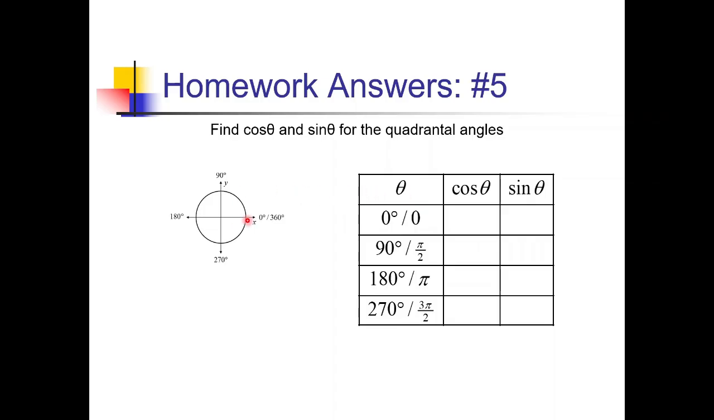So at 0 degrees, we've got the point 1, 0. So that's a cosine of 1 for the x value and a sine of 0 for the y value. Up here at 90, we've got the point 0, 1. So that's going to be 0 for the cosine and 1 for the sine. At 180, we've got negative 1, 0. So cosine is negative 1, sine is 0. And down here at 270, we've got 0, negative 1. So 0 for cosine and negative 1 for sine.